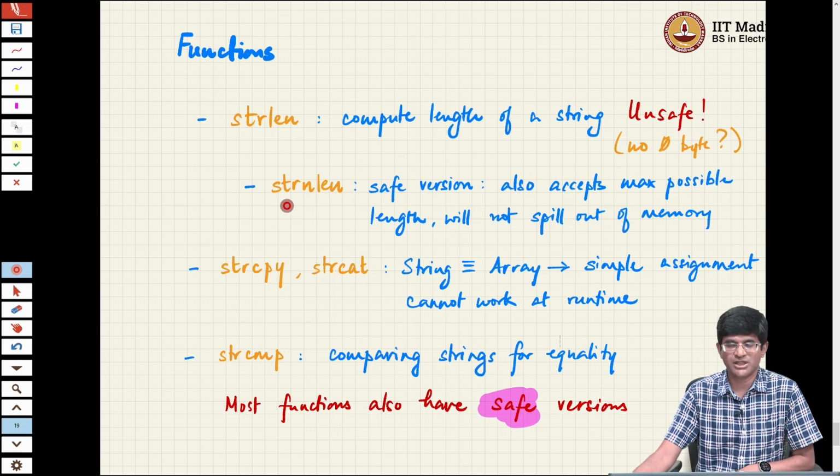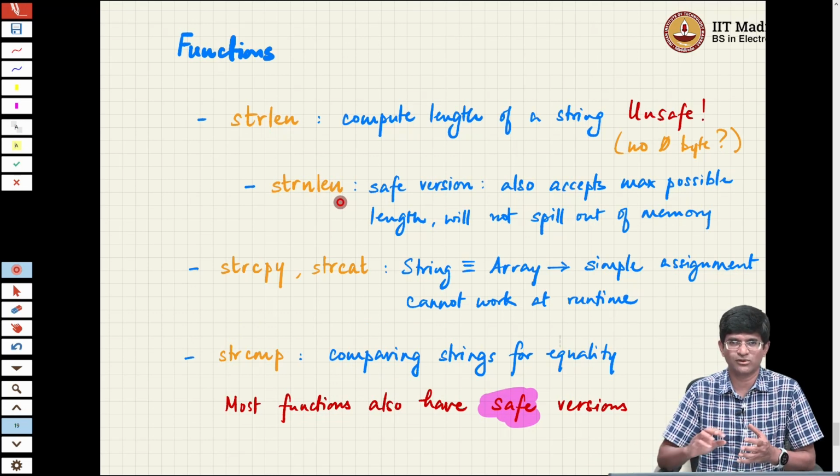There is a safer version of the function strlen which is called strnlen, which along with the string for which you want to compute the length, which is basically a character pointer or a character array, also takes a possible maximum value for that length, and it will not give you a value which is more than that maximum. This is one way of making sure that you don't go completely out of bounds and access data that you are not supposed to.